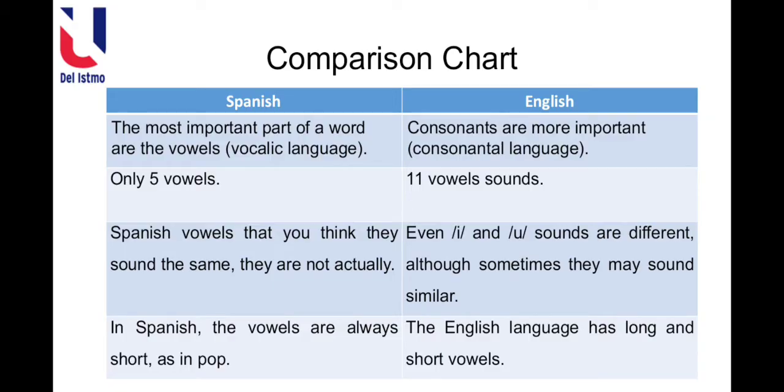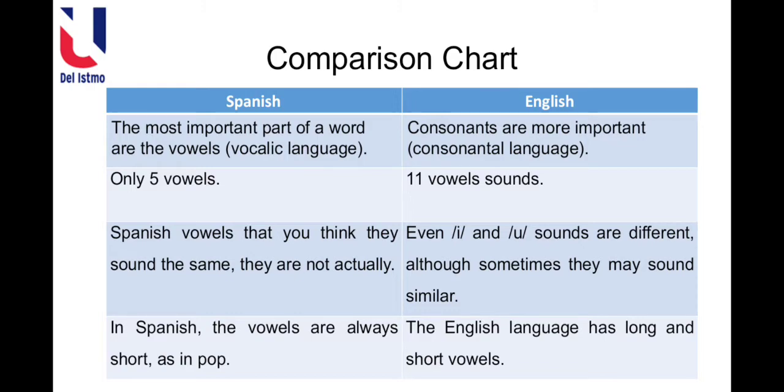The most important part of a word are the vowels, in vocalic languages. When we talk about Spanish, but when we talk about English, the consonants are more important. In Spanish, we just have 5 vowels, but in English, we have 11 vowel sounds. Spanish vowels that you think sound the same are actually not. But in English, even E and U sounds are different. Also, sometimes they may sound similar.